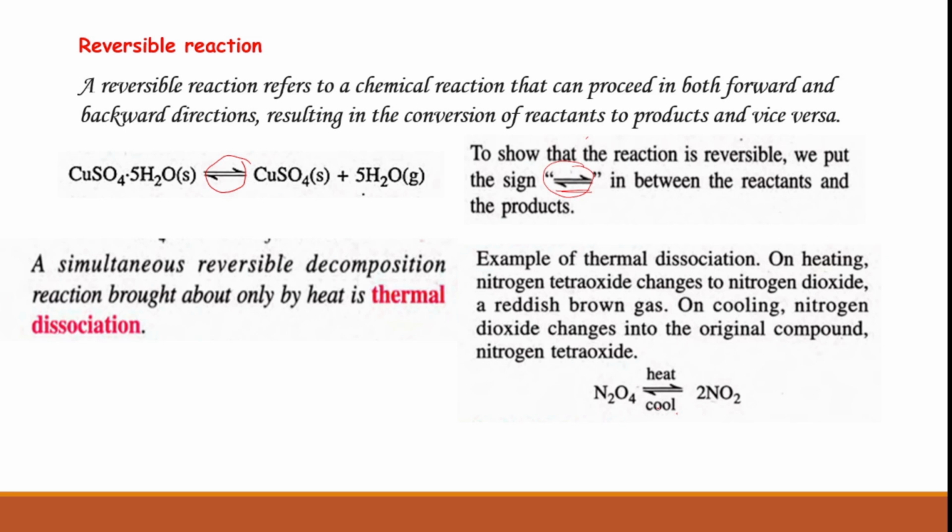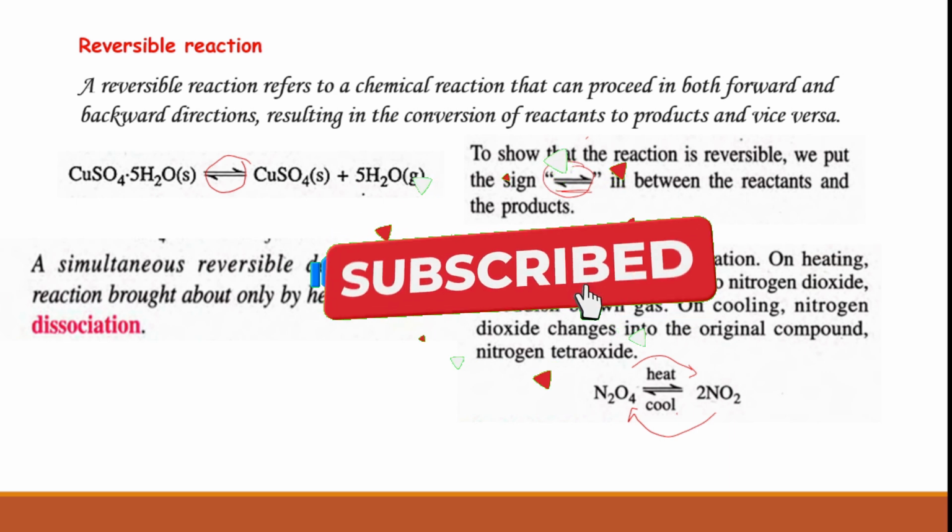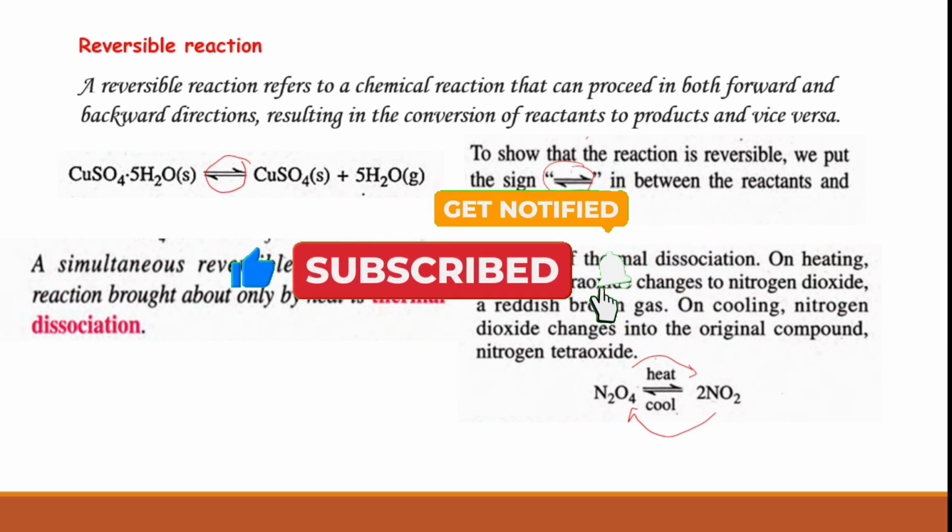On heating it will become nitrogen dioxide. On cooling, this nitrogen dioxide again becomes nitrogen tetraoxide. So this is thermal dissociation. Thermal, it is related to heat.